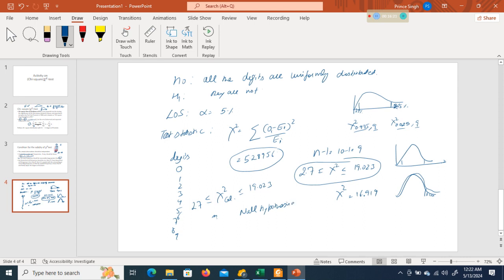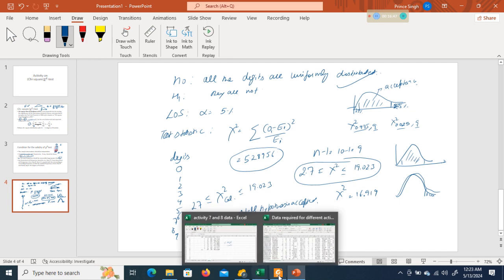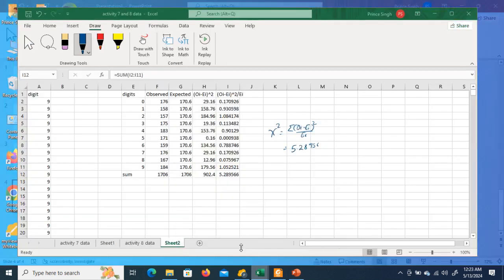Either way, if we apply two-tail test, this is the acceptance region and this is the rejection region. Because the value falls between these two numbers, it falls in the acceptance region. So it means that the null hypothesis is accepted. So what can we conclude here? That all the digits are uniformly distributed. So this is the process of performing the testing of hypothesis.